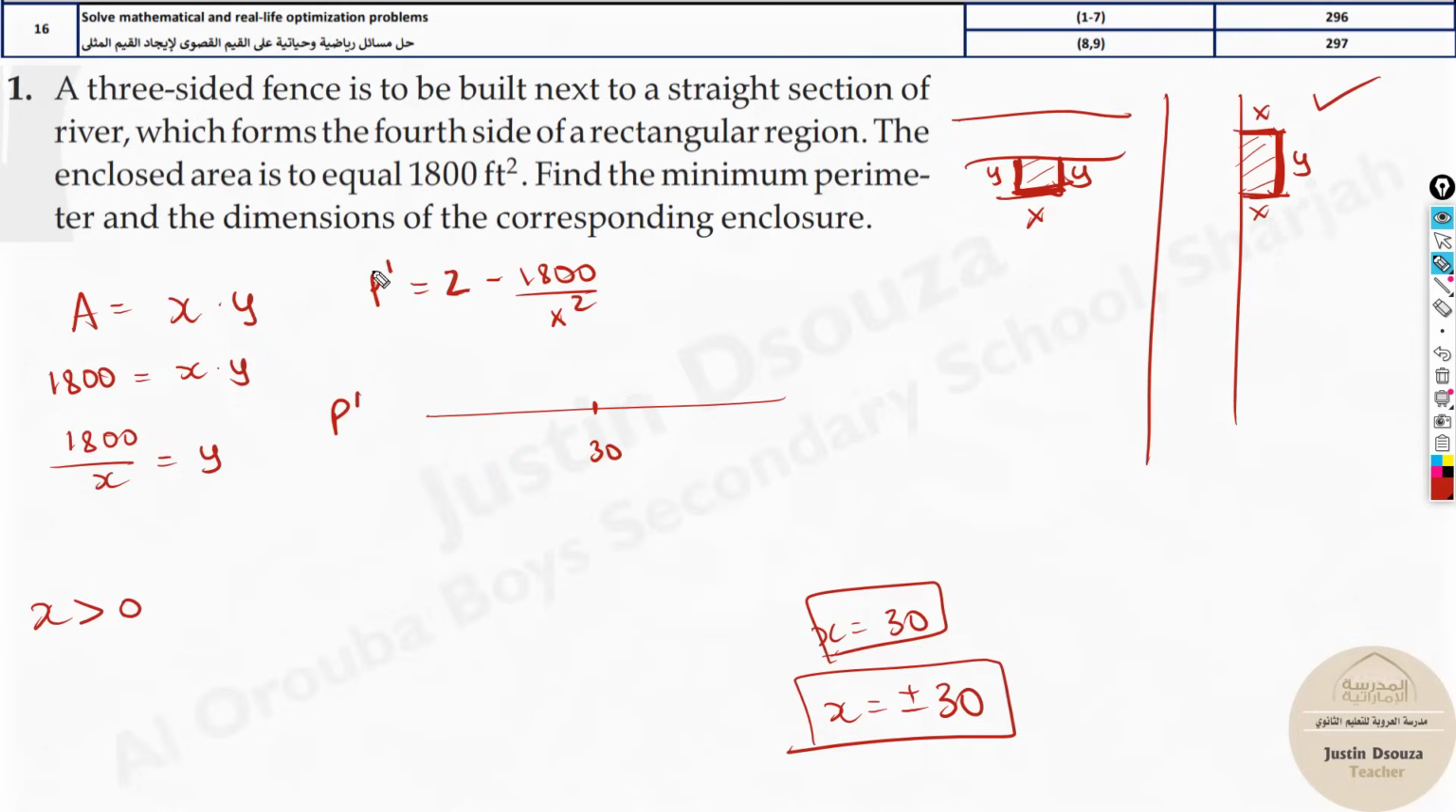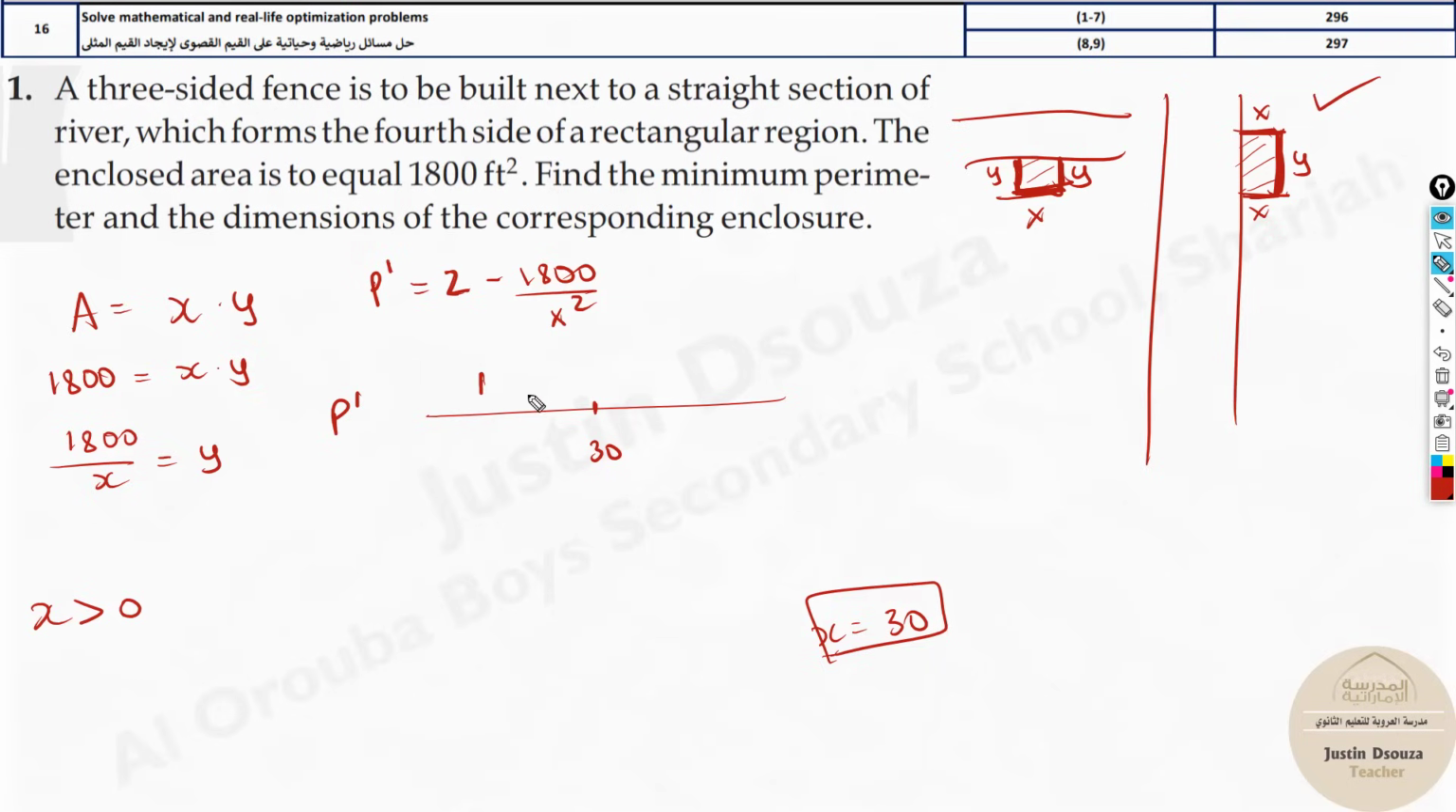Now, over here we have this p dash we just now derived. Now we need to do a number line. Just draw a straight line and write the x value. Since it's not plus or minus, we have concluded that it must be a positive number, so it can be only x equals 30. That's the critical number. And you can choose any value less than this, but avoid 0 because that will be undefined. So I'll take 1, any number less than 30.